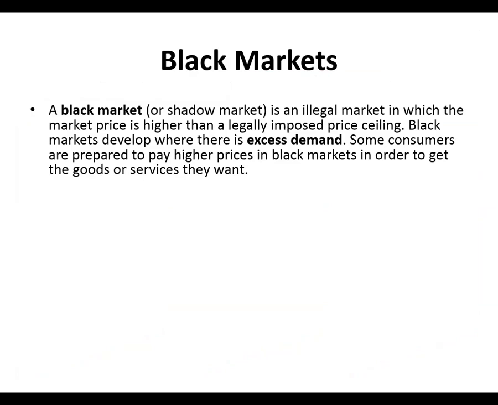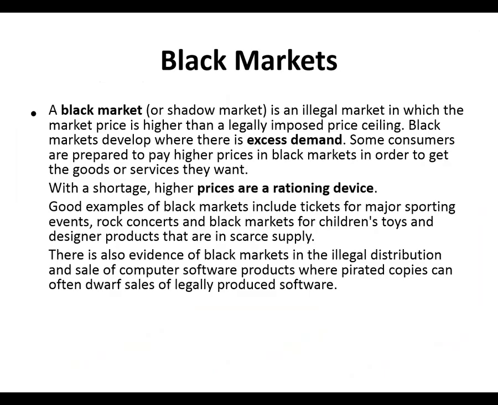Something that can happen as a result of minimum and maximum prices is the introduction of black markets, also known as a shadow market. A black market or a shadow market is an illegal market in which the market price is higher than a legally imposed price ceiling. Black markets develop where there is excess demand. Some consumers are prepared to pay higher prices in black markets in order to get the goods and services they want. This is illegal. Buying in the black market is illegal. Selling in the black market is also illegal.